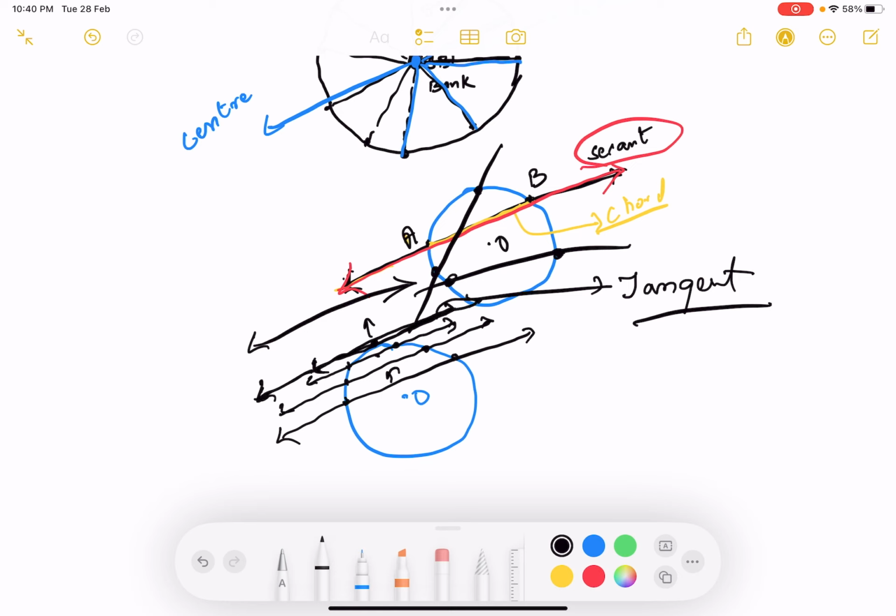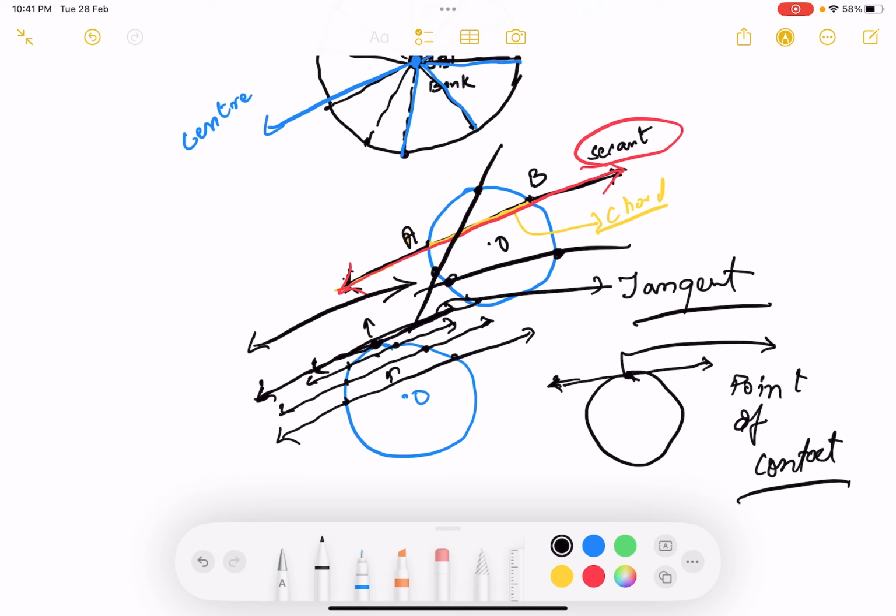What is the property of a tangent? That it intersects the circle at only 1 point, and this point is called the point of contact. The point where the tangent touches the circle is called the point of contact. This is the point of contact.